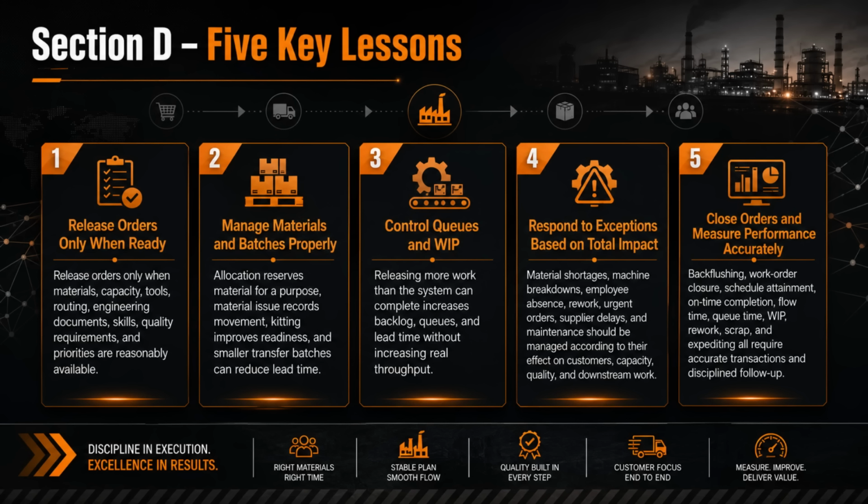Second, manage materials and batches properly. Allocation reserves material for a purpose. Material issue records movement. Kitting improves readiness, and smaller transfer batches can reduce lead time. Third, control queues and WIP. Releasing more work than the system can complete increases backlog, queues, and lead time without increasing real throughput.